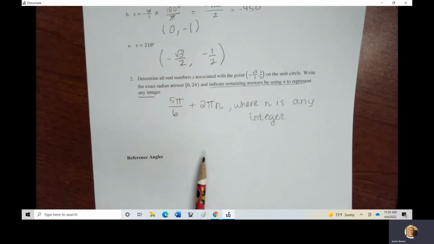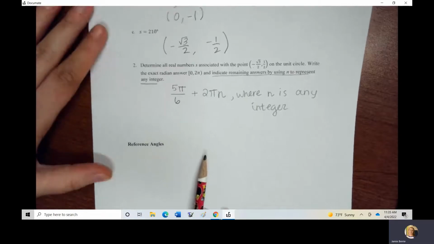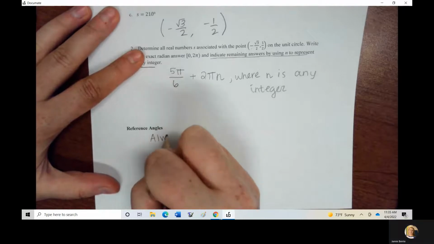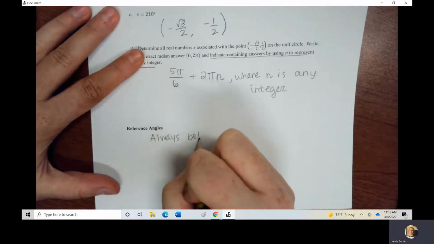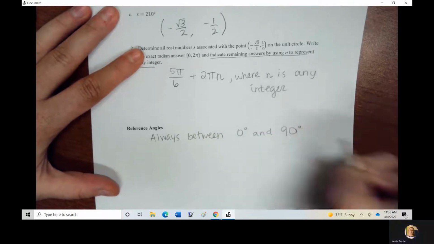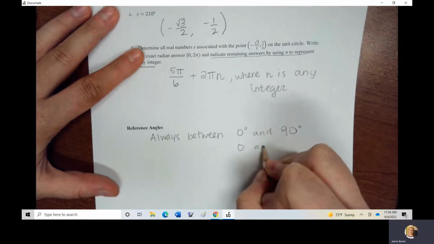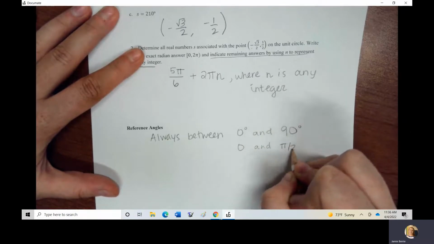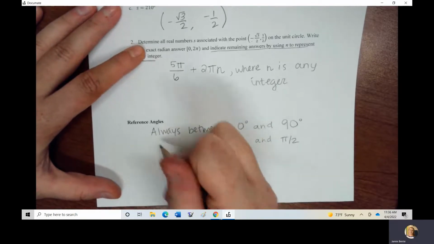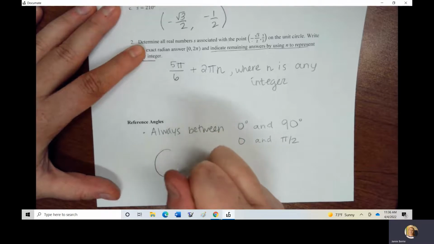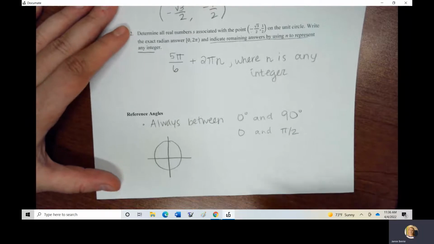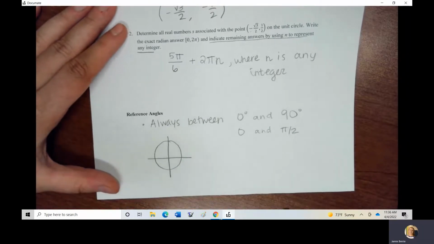Next thing we're going to talk about is reference angles. Reference angles are always between 0 degrees and 90 degrees if you're in degrees. If you're in radians, it would be between 0 and pi over 2. So for an example of a reference angle, I'm going to draw a little unit circle here. All right, so let's say that we had some angle.